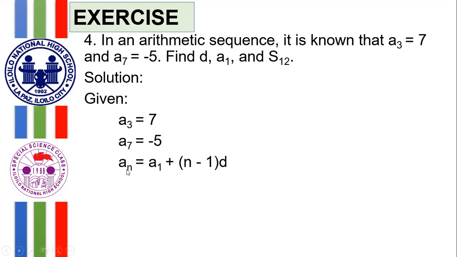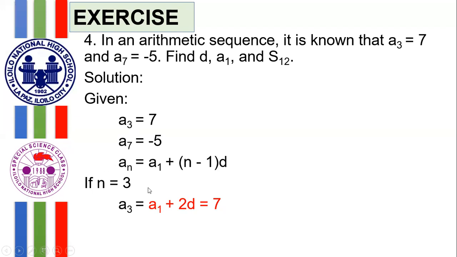And we have this explicit form of your arithmetic sequence, replacing all n's by 3 first, because that's your subscript here. Then you will have a sub 3 equals a sub 1 plus 3 minus 1, or 2, times d, plus 2d. So the third term is a sub 1 plus 2d. But note that the third term is also 7. That's why a sub 1 plus 2d is equated with 7.